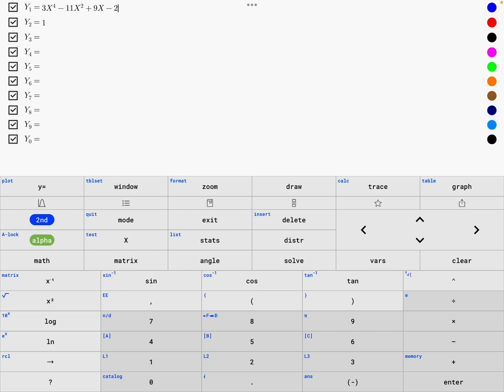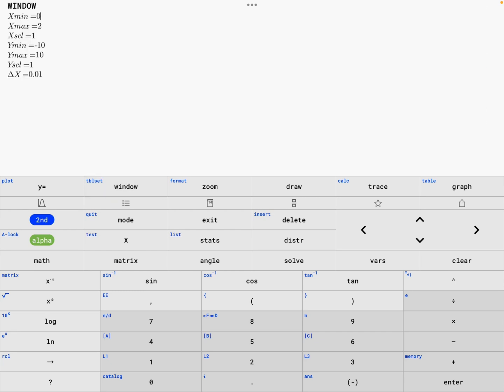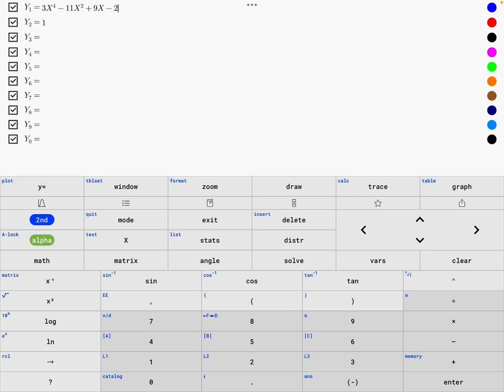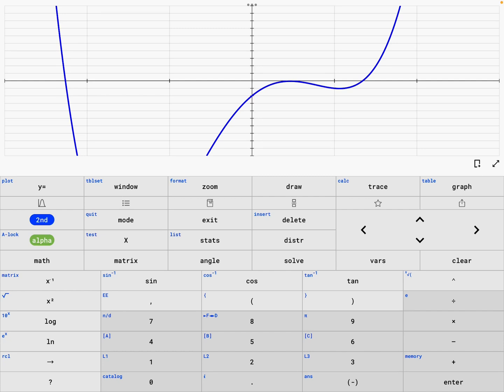Okay, and in my window, let me change this to be -3 for the minimum. For the maximum, I'll do 3. Let's graph it like this right here. And so, what the heck is that? I don't need that right there. Okay, so here is my velocity curve.